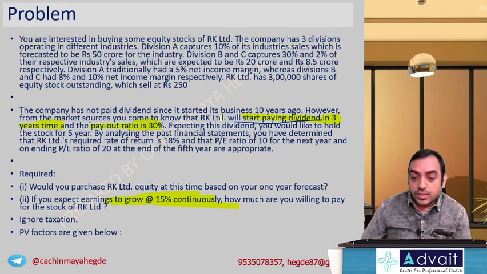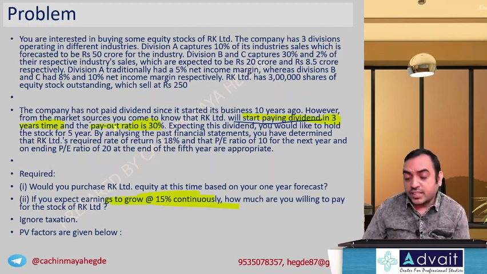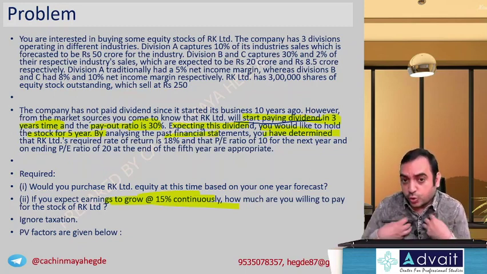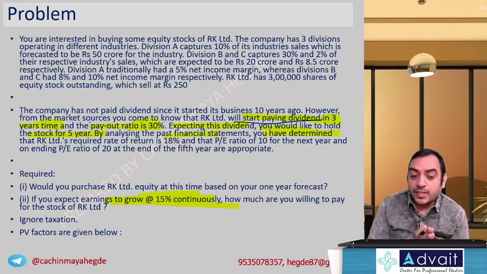Okay, so the company will pay dividends from year 3 onwards, and your expected holding period is such that you would like to hold the stock for 5 years. By analyzing the past financial statements, you have determined this. Since your holding period is 5 years, I will compute at this point in time.